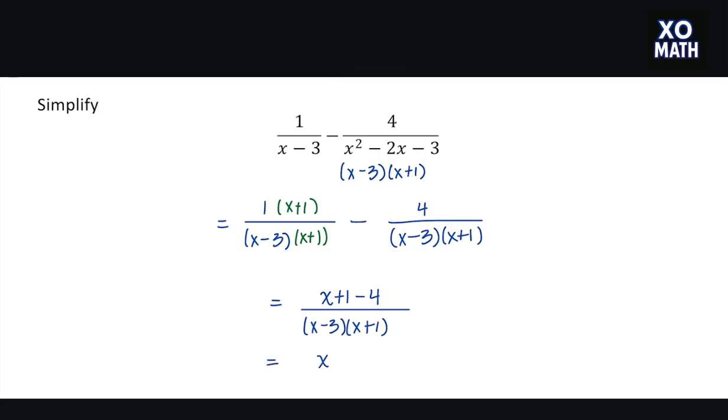Now in the numerator we add like terms and have x minus 3 all over the quantity x minus 3 times the quantity x plus 1. And we can simplify: x minus 3 over x minus 3 is just 1. So we have a final answer of 1 all over the quantity x plus 1.